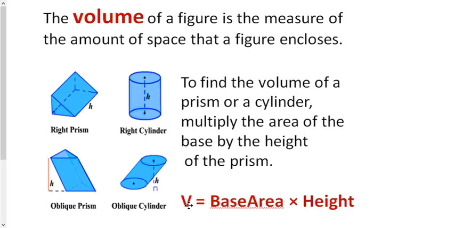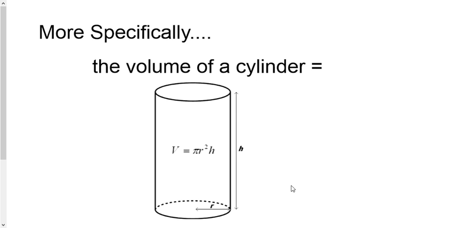So the volume of a figure is the measure of the amount of space that the figure encloses. So it's just how much stuff you can cram in there. To find the volume of a prism or a cylinder, they're both actually very much the same. What changes is only part of the formula. You multiply the area of the base by the height of the prism. So no matter what shape the base is, whether it be a triangle, a circle, a square, a rectangle, hexagon, pentagon, whatever, you find the base area first, and you times it by how tall it is, or how far the bases are apart. More specifically, the volume of a cylinder is pi r squared times the height, because the area of a circle is pi r squared, and we take it times the height.